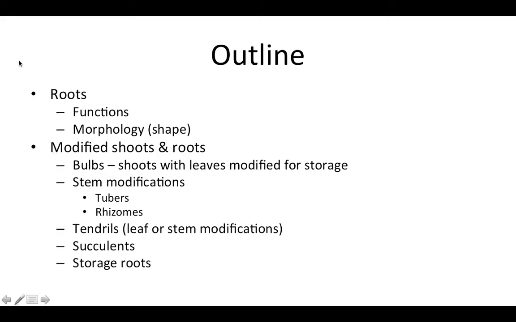We'll discuss bulbs, which are shoots with leaves that are modified for storage. Then we will talk about two kinds of modified stems. These include tubers and rhizomes. We'll also talk a little bit about stolons. We will mention tendrils and succulents, and end by talking about storage roots and some final thoughts.